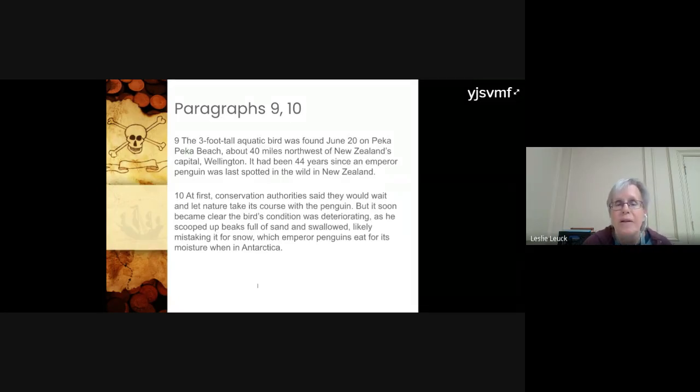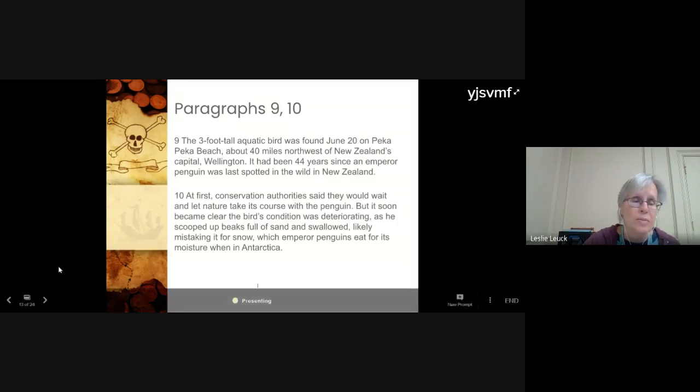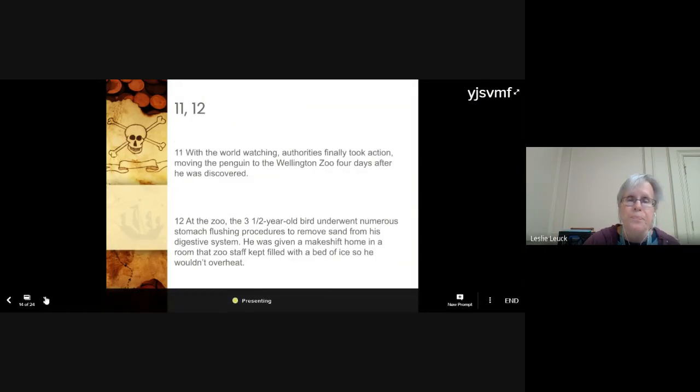Humans kind of have a bad history of just jumping in and taking over, and it's not always in an animal's best interest. But I guess they could see he wasn't going back in the water, and he clearly was off course. Something was a little off with his GPS system, his internal GPS system. So they swooped in to kind of help him.